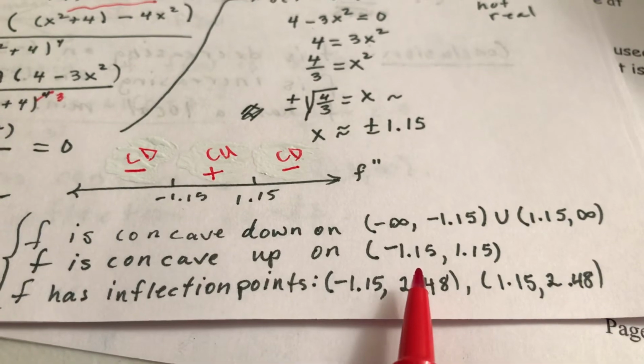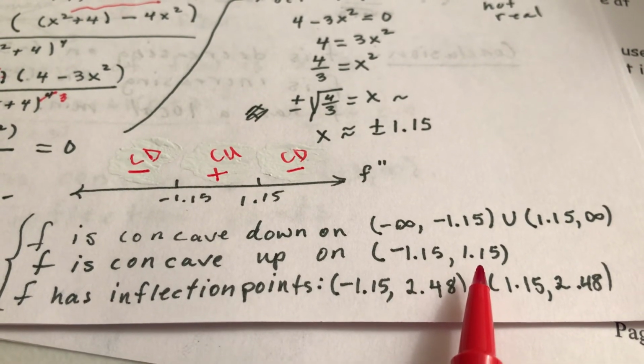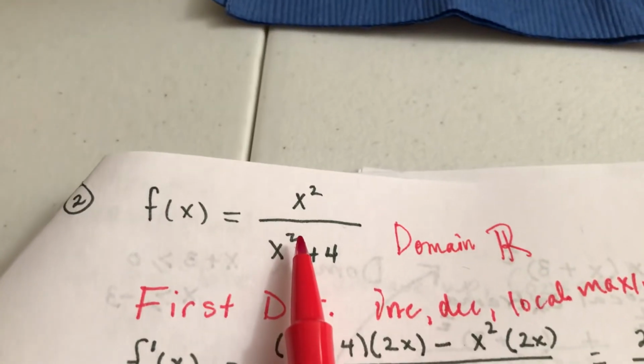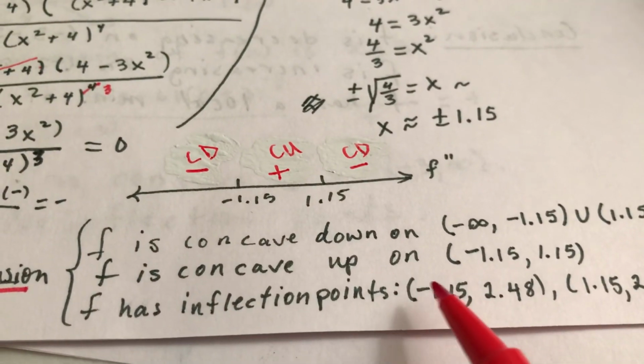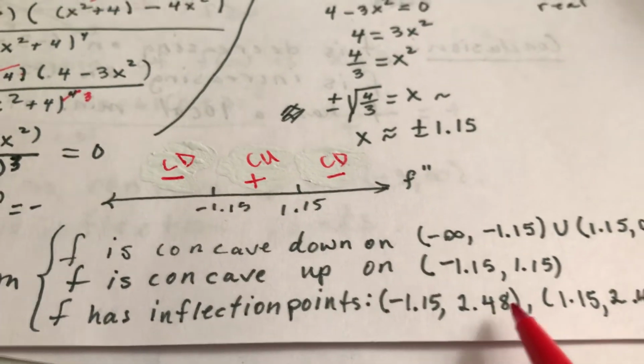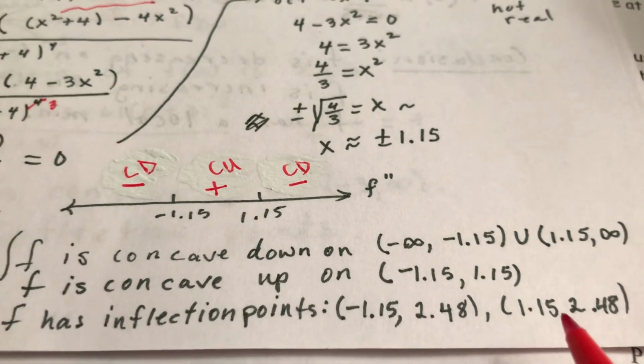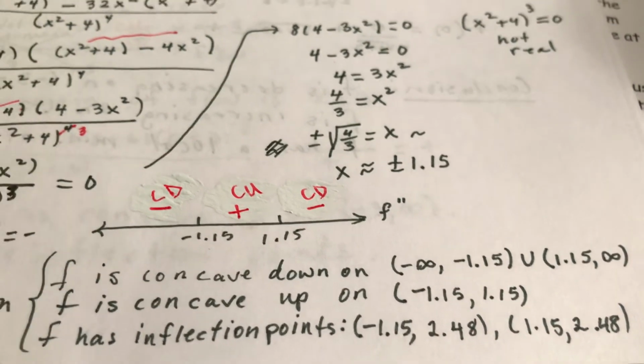Now remember that we plug that back into the original function way back there. And that will give us inflection points at negative 1.15, 2.48, and 1.15, 2.48. These 2 points are your inflection points.